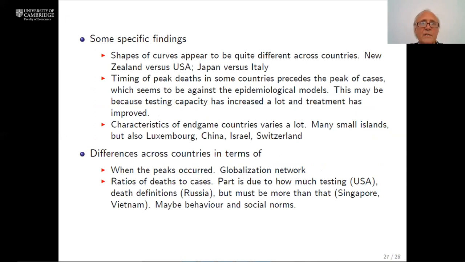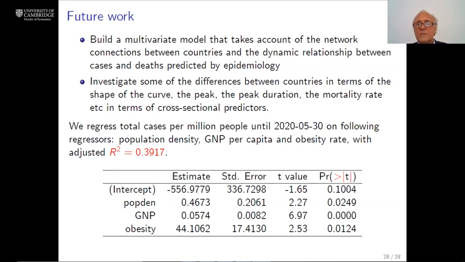Some specific findings: the shapes of the curves are quite different across countries. The timing of peaks is different. And in some cases, deaths seem to peak before cases. The characteristics of the endgame countries vary quite a lot. There are many small islands, but you also have landlocked countries like Luxembourg, China, and so on. There are differences across countries in terms of when the peaks occurred, and ratios of deaths to cases, and there are various explanations for that.